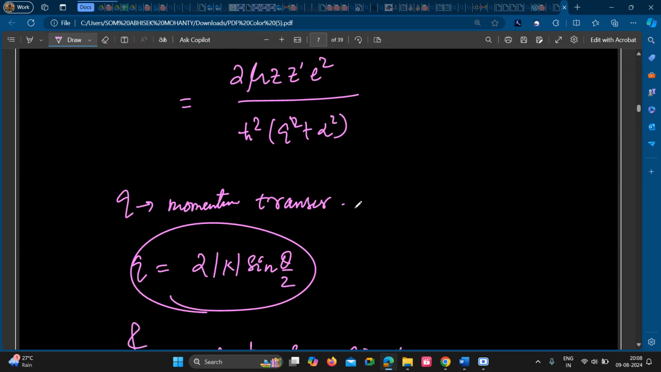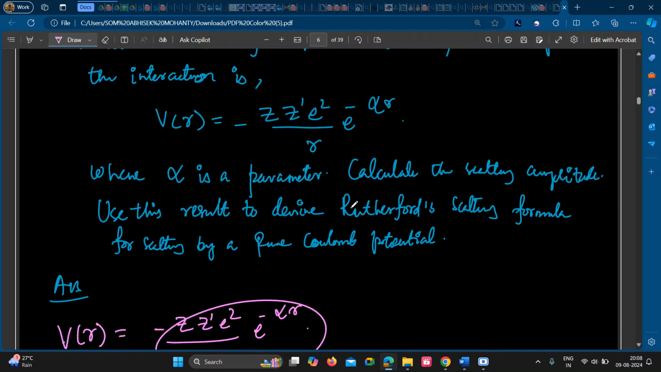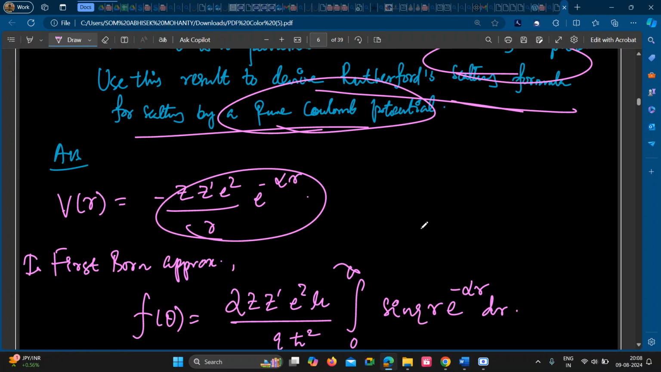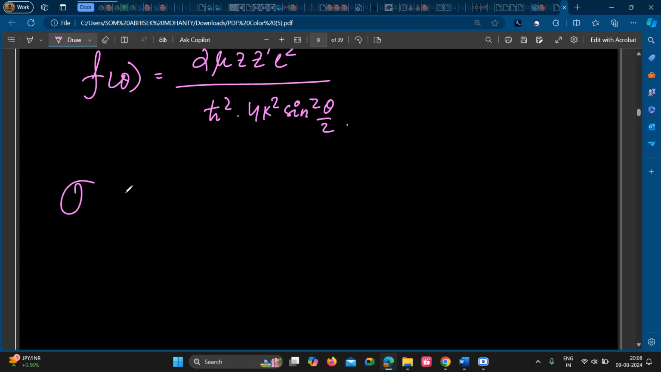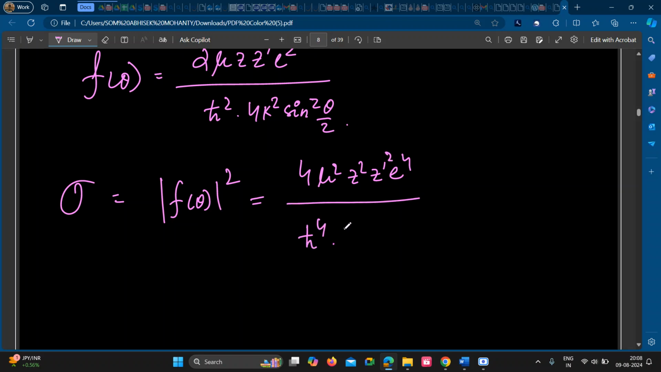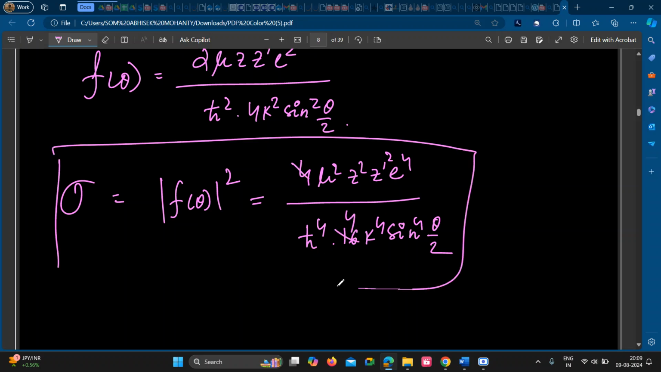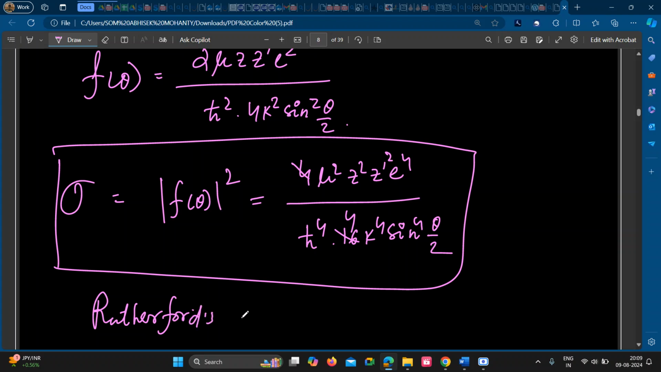Now what is asked in the question? The question asks me to derive the scattering formula. Scattering amplitude I got, now I have to get the scattering cross section. Sigma is equal to mod f of theta squared. So I will just take the square of it: 4 mu square z dash square e to the fourth divided by h cut to the fourth into 16 k to the fourth sine to the fourth theta by 2. This gets cancelled, this gets 4. So this is the expression for the scattering cross section, and this is also called Rutherford's formula for Coulomb scattering.